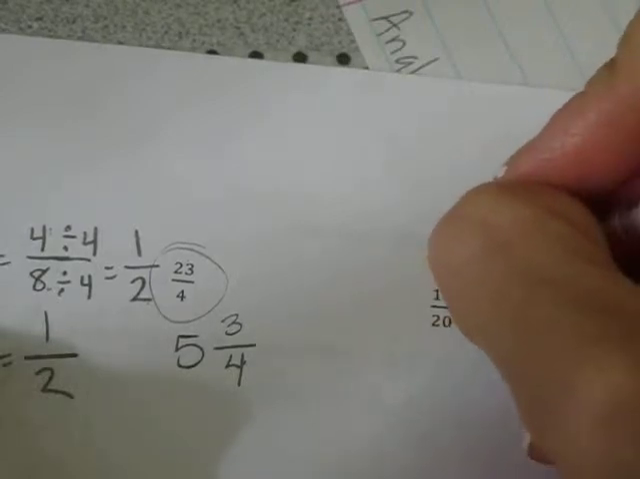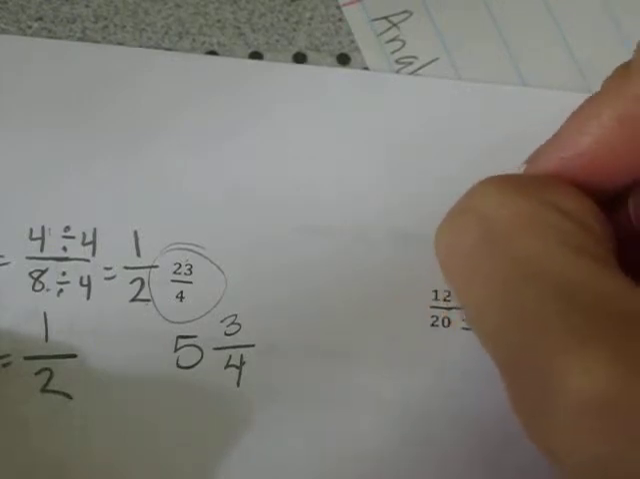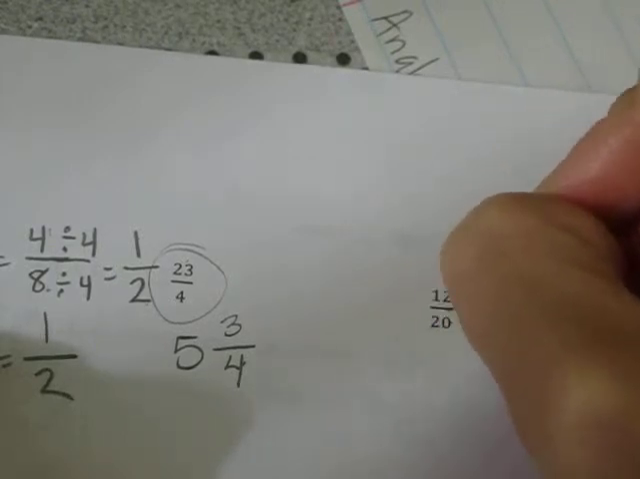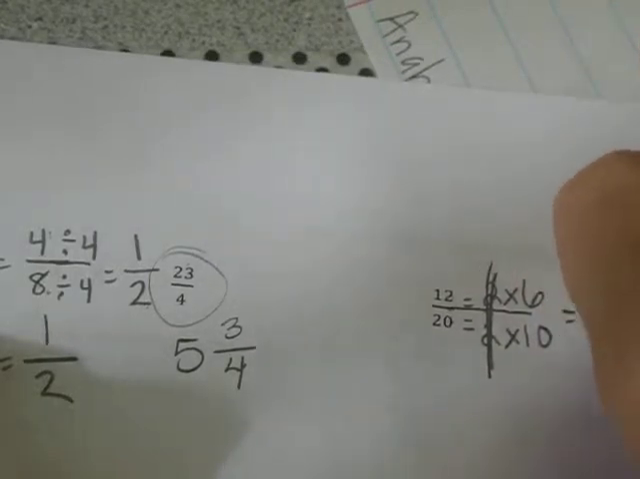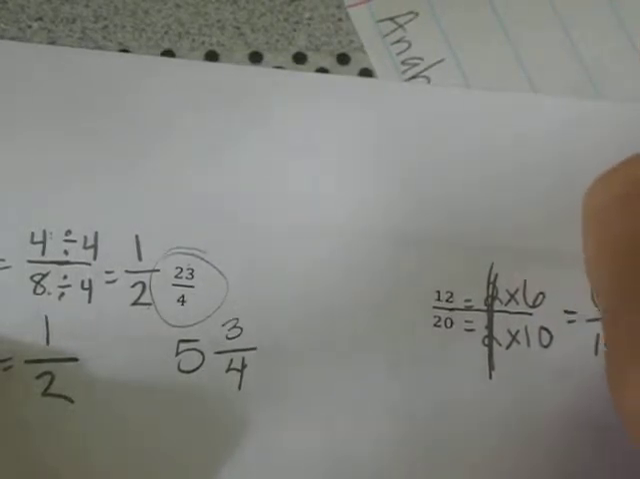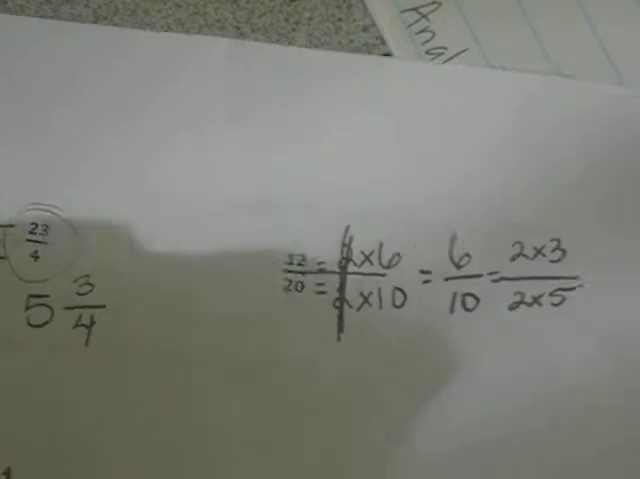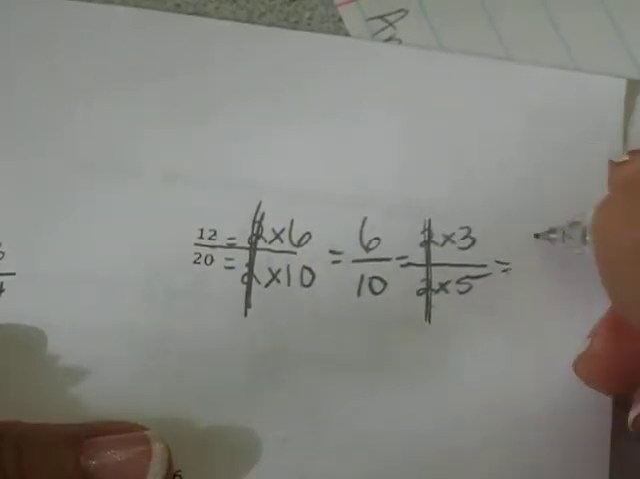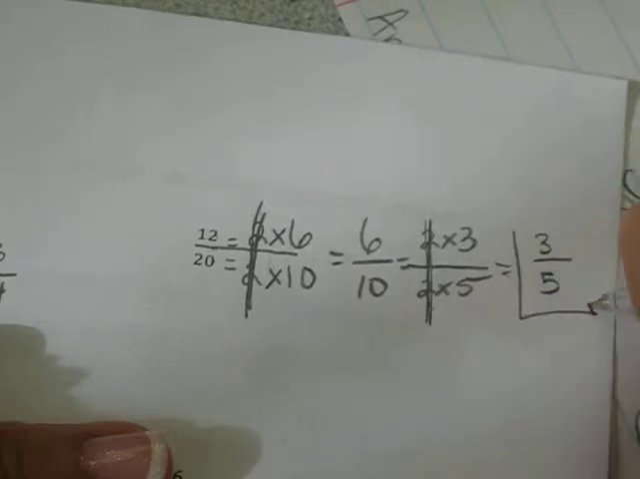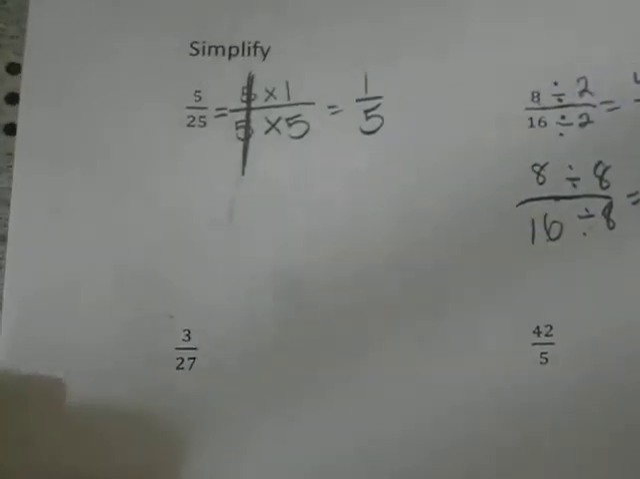Okay. This one again, 12 and 20. I'm actually going to do it using multiplication. I know I can do 2 times 6, and I can do 2 times 10. These divide, equaling 1. I have 6/10. Well, I'm going to do the factors of 6 and 10, which is 2 times 3 and 2 times 5. Oops, apologize about that. Divide those. My answer is 3/5. Okay, there's so many different ways you can do that.